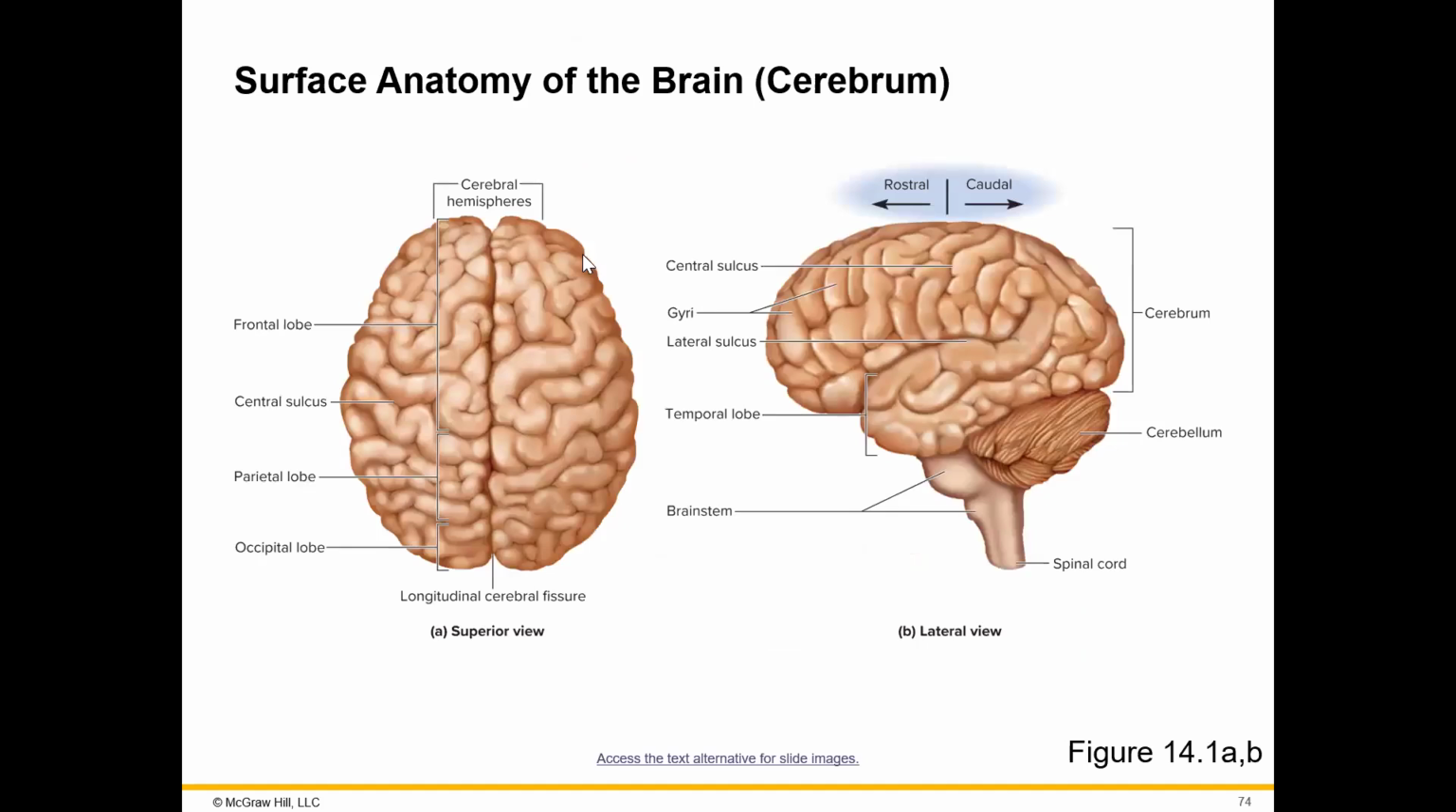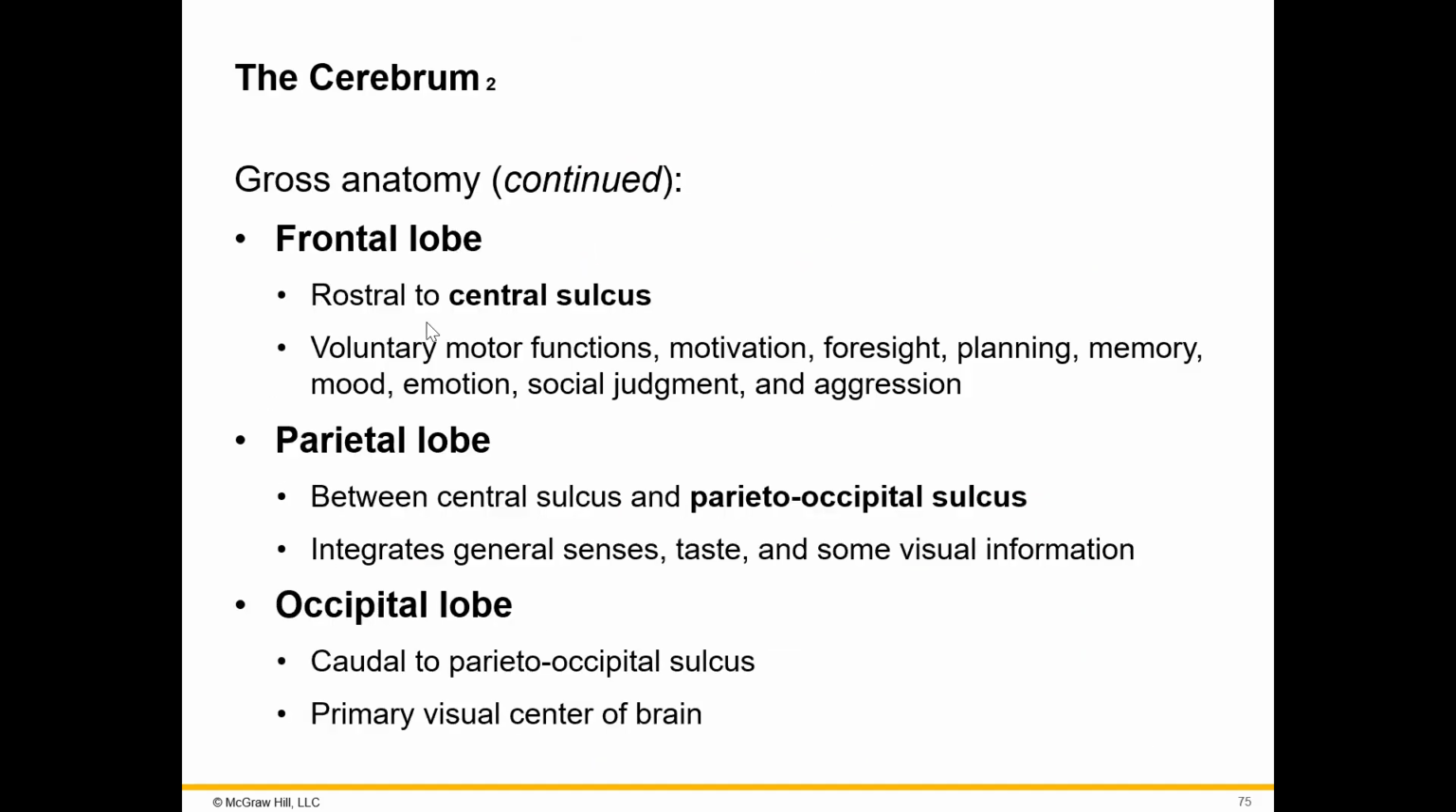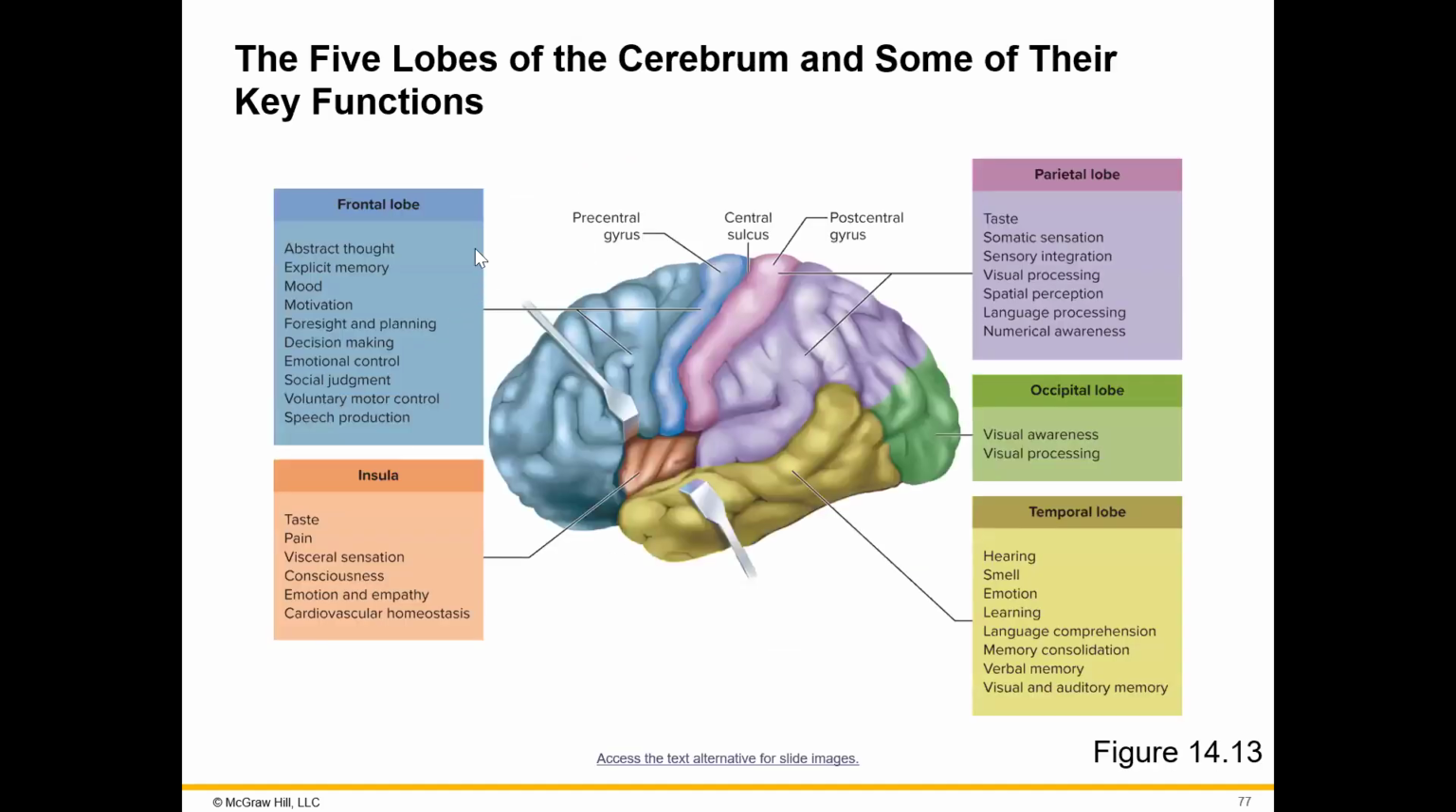We talked about the cerebrum and the frontal, parietal, occipital lobe. These are our lobes: the frontal lobe, the insula, and this is our precentral gyrus, and that is the postcentral gyrus. And right in the middle is your central sulcus. On the back is your occipital lobe, and it's for visual awareness, while the temporal lobe is for hearing, smell, emotion, and the parietal lobe is for taste, visual processing, spatial perception, language, numerical awareness.